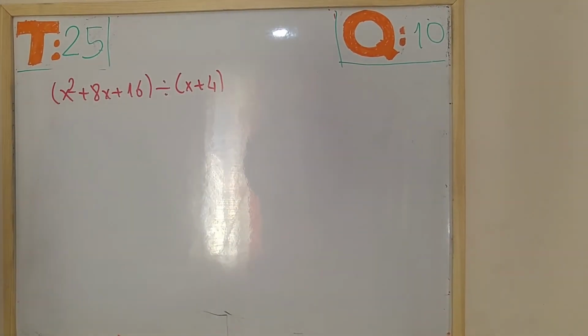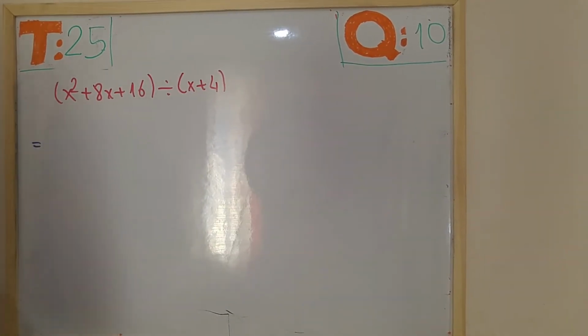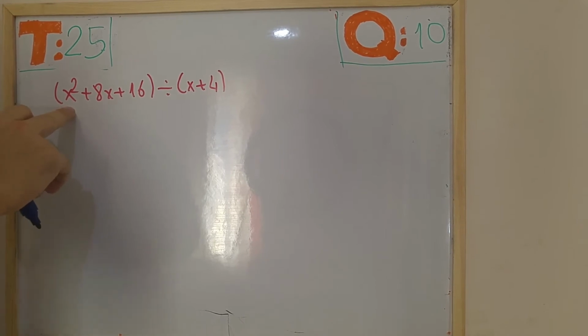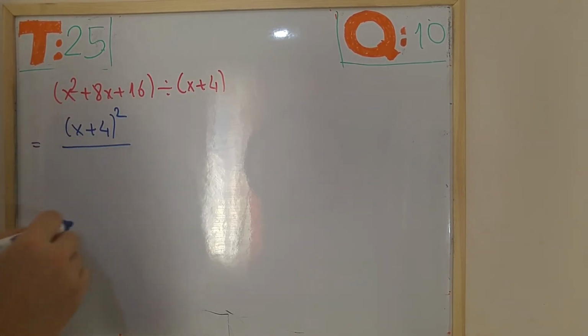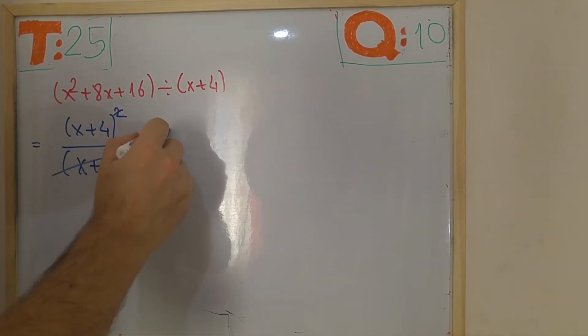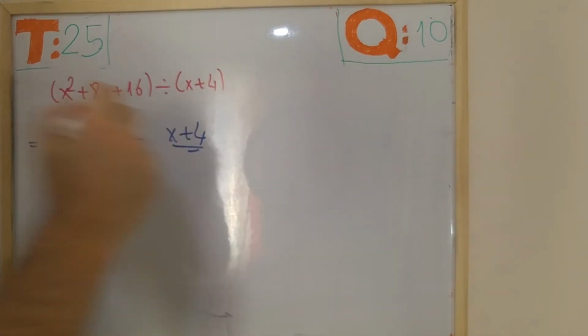Probably you had recognized that this x squared plus 8x plus 16 is actually the square of x plus 4, which is going to be divided by x plus 4. So this is going to be cancelled out. So what I'm going to have is just x plus 4, which is the answer.